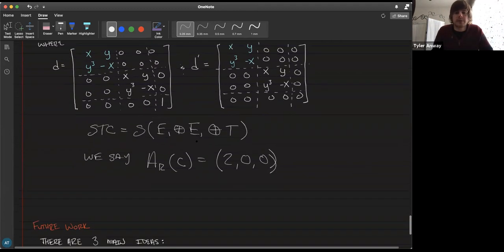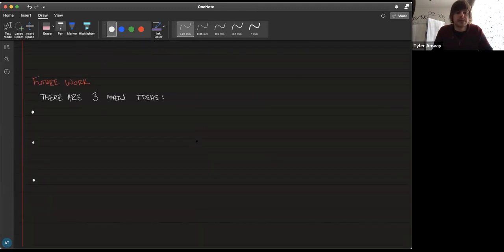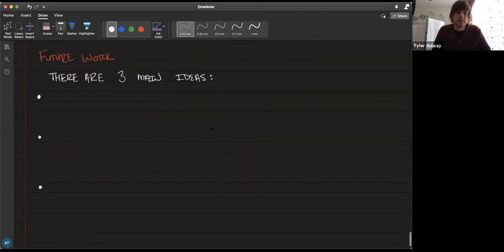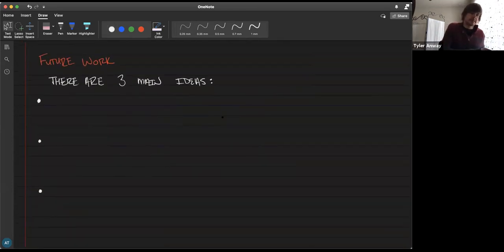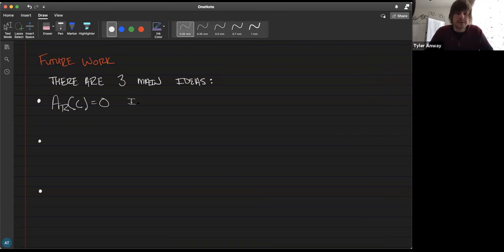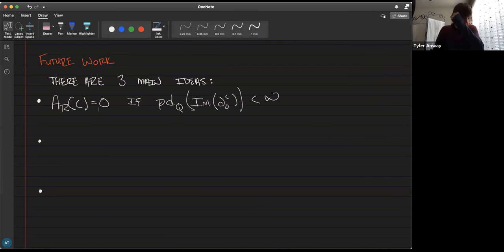Well, I'd like to briefly talk about some of the directions that I'd like to take this in the future. There are three main ideas that we have. So we know that if you have a trivial Arnold tuple, meaning that every entry in your tuple is 0, this happens if the projective dimension over Q of the image of your zeroth differential is finite. So what properties correspond to these trivial Arnold tuples?